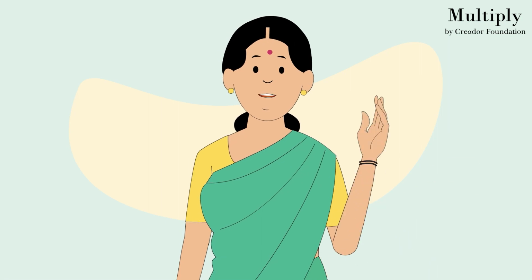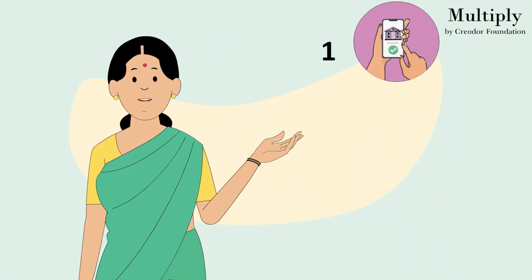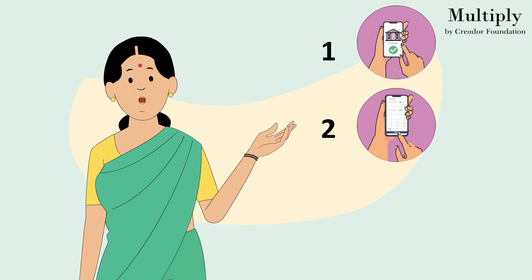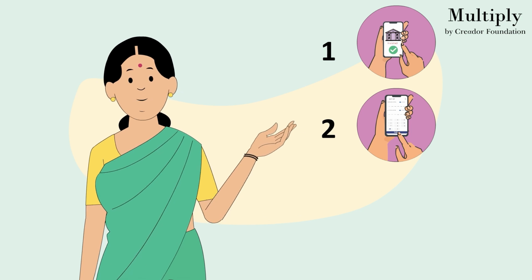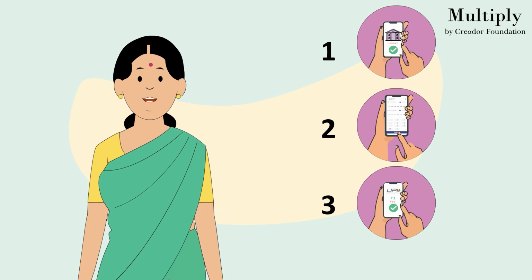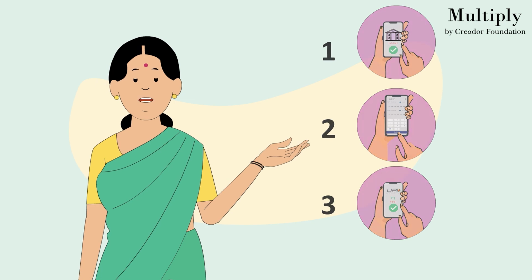If you want to start your mobile banking journey, then number 1, download your bank's mobile app from Play Store. Number 2, follow the steps mentioned in the video to set up your mobile banking. Number 3, make a transaction of 1 rupee to check if all your steps are complete. Now you can be confident about using mobile banking.